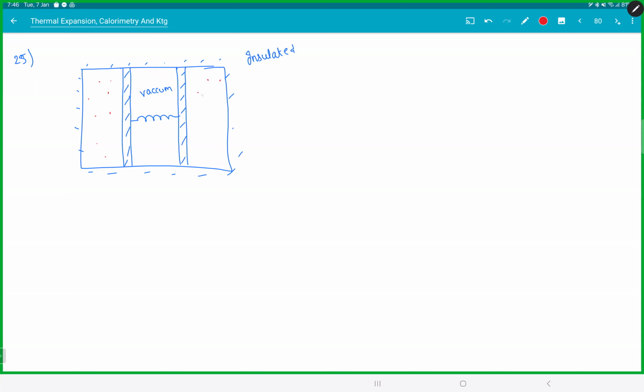So here there is some gas, here there is some gas. 1 mole and the temperature is 300 Kelvin. This is also 1 mole and the temperature is 300 Kelvin. This distance is 1 meter. This distance is 1 meter. The middle distance I don't know. Initially the spring is compressed by 1 meter, because the gases will push the spring. So they will push the spring. These pistons are massless and smooth.